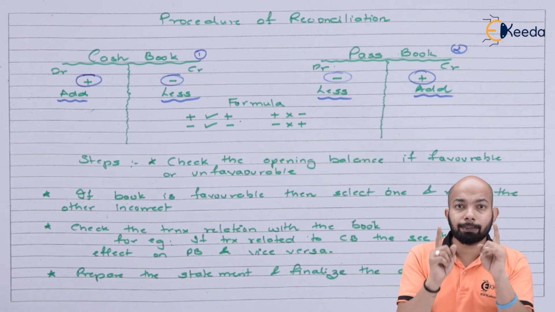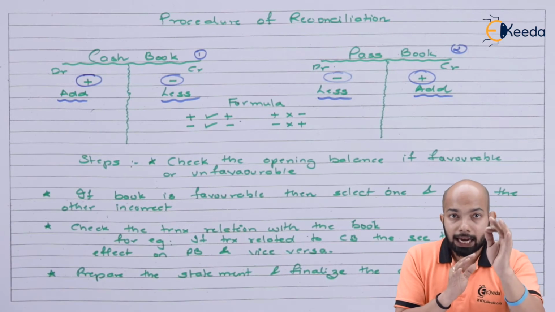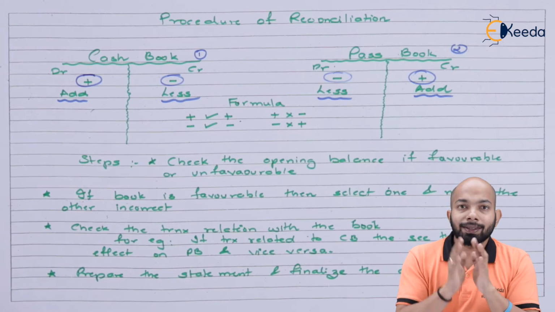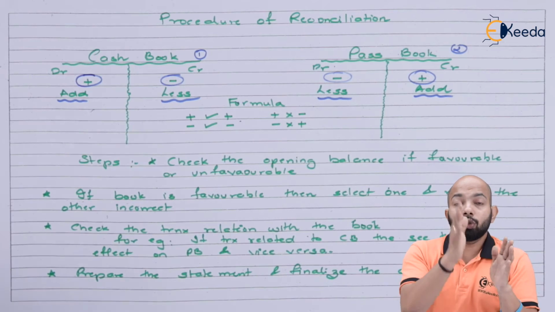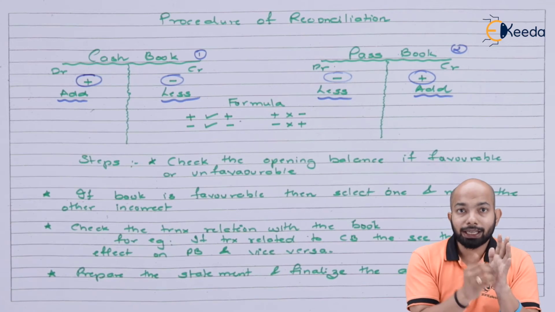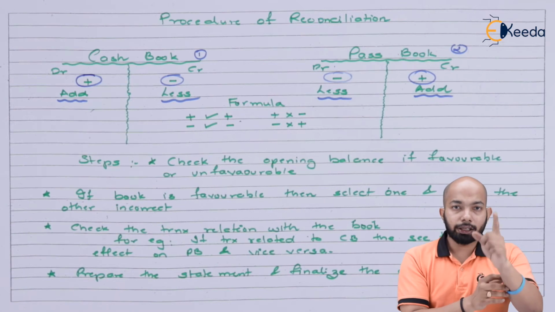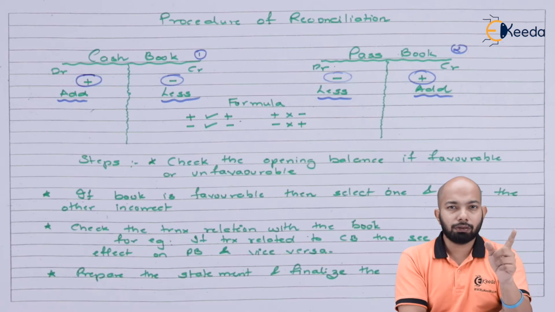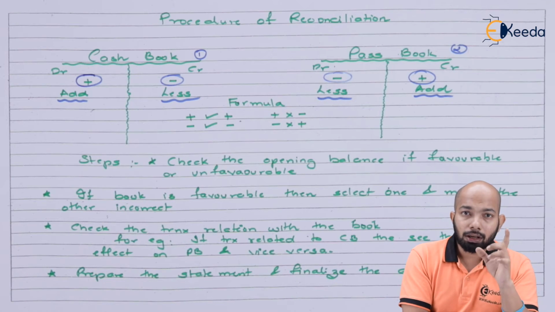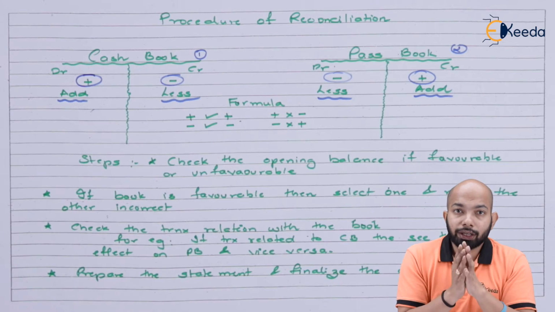That's your first step. Check which book opening balance have they given. Is it the cash book? Is it the passbook? That is what we have to check first. Second step is to check if it is given for a specific book, that means cash book or passbook, is it favorable or is it unfavorable? That means whether the balance they have given is positive or is negative. That means positive will be positive balance, negative will be overdraft balance. Whether it is positive or negative is what we have to check here.